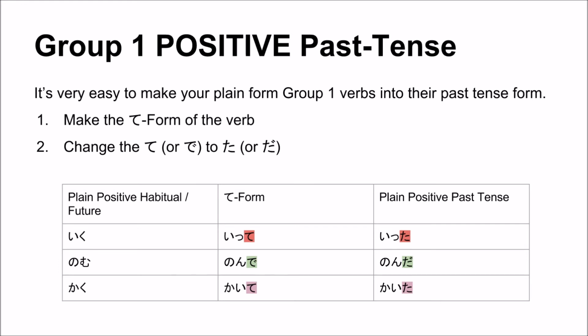So nonde turns into nonda. Also asonde turns into asonda. The tes turn into tas. Ite, ita, kaite, kaita.